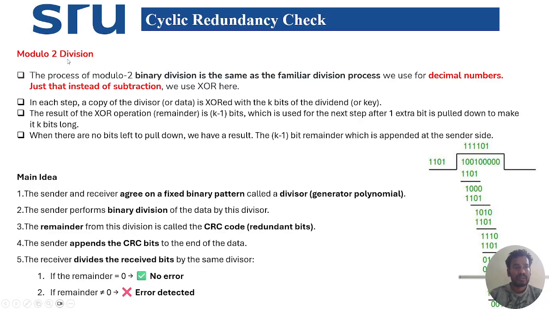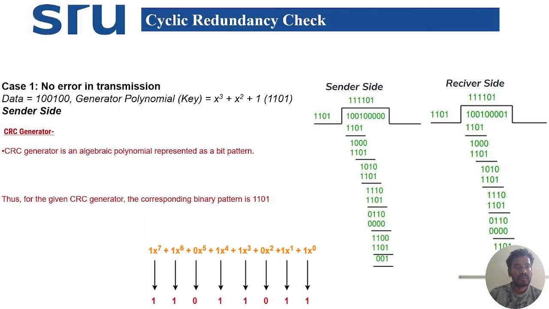Here is modulo 2 division. It is a binary division method, and the same method we will use here. See, this is one of the simple examples of how we can calculate the cyclic redundancy check in the case of no error at the receiver side. See, this is the given data.